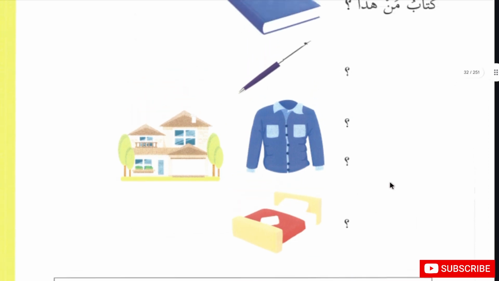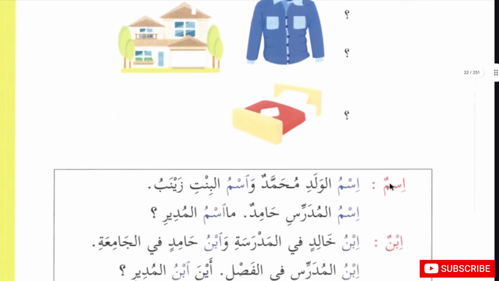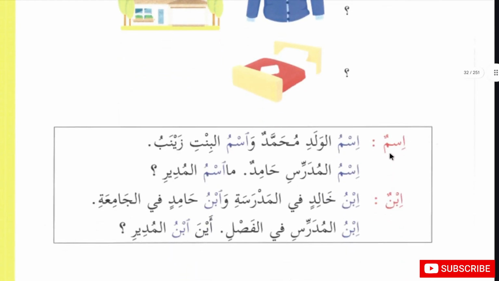And likewise, ismul, the name. By the way, all these in Arabic, the word ism also means a noun. So ismul waladi Muhammadun. The name of the boy is Muhammad. Wasmul binti, the name of the daughter is Zainab.